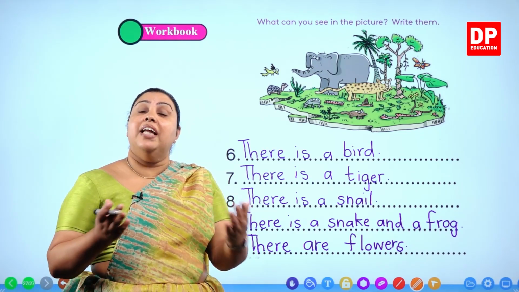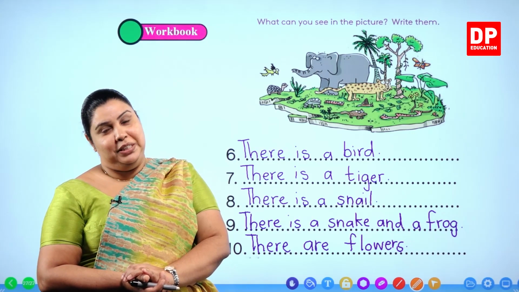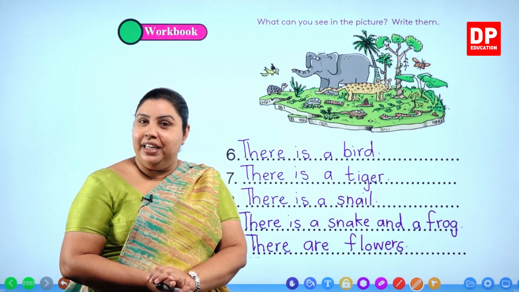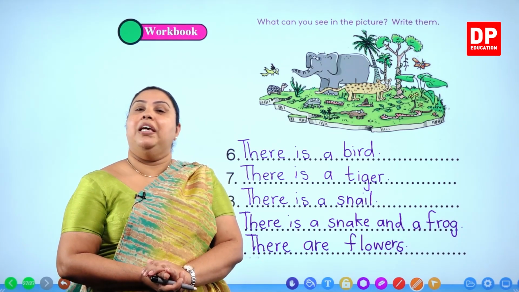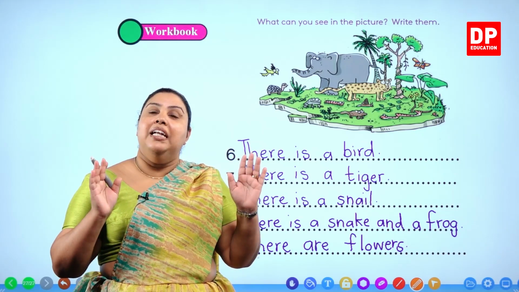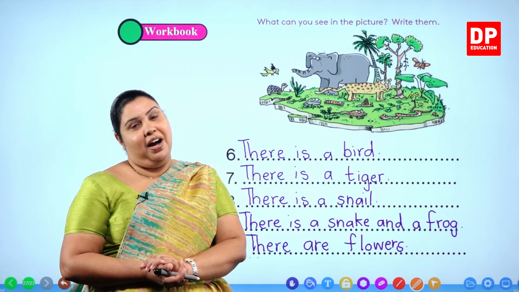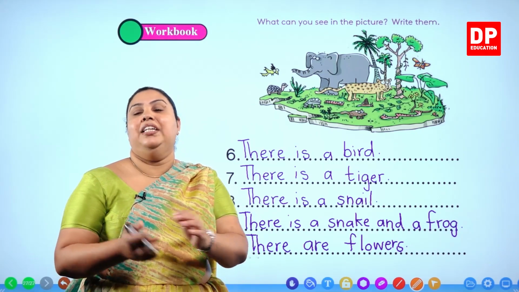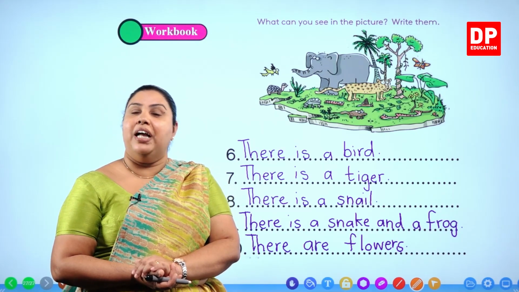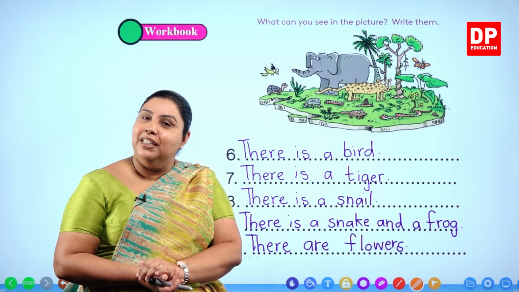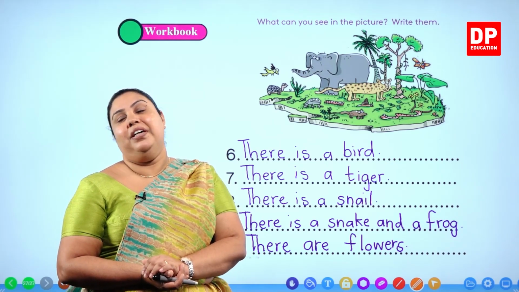So we are done with our grade 3 pupils book. We have come to the last bit of our pupils book. We have completed all 8 units in your pupils book and the workbook. So I'm very happy as I conclude my lessons for you for grade 3.